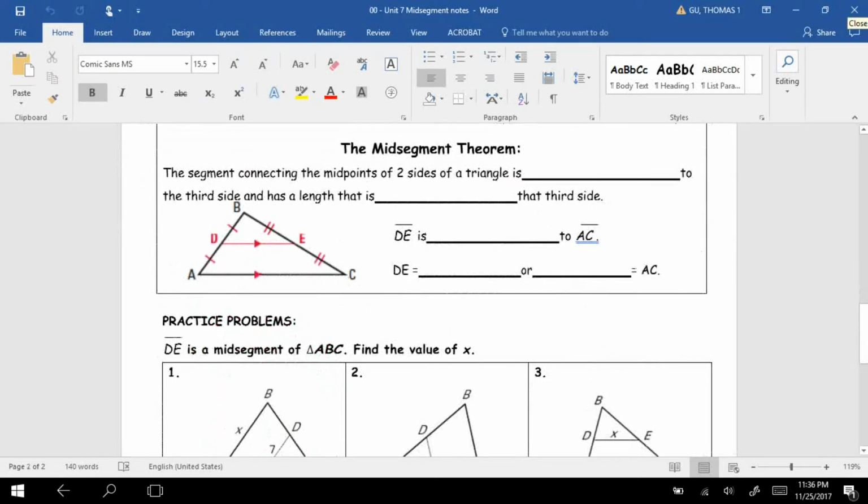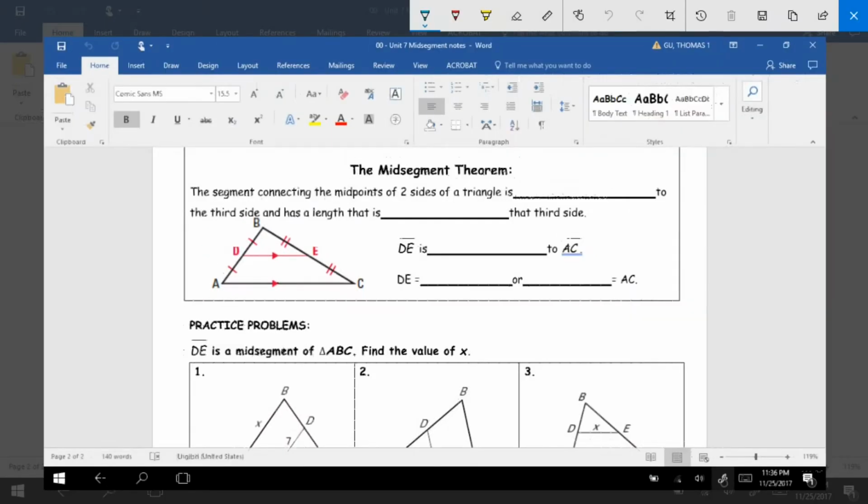Now this is going to be a definition, guys, so make sure you remember this one just in case we got some proofs. The mid-segment theorem says that the segment connecting the two midpoints of two sides of a triangle is parallel to the third side and has a length that is half of the third side. So if you look at our diagram right here, what are we going to say about DE and AC? Look at the little arrow.